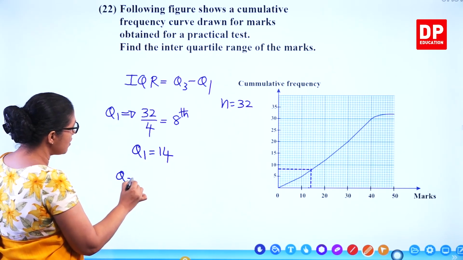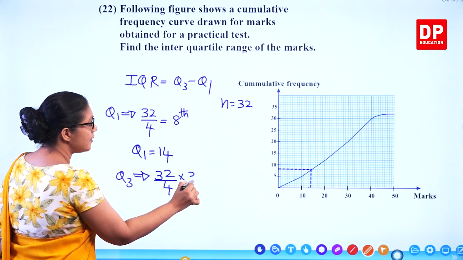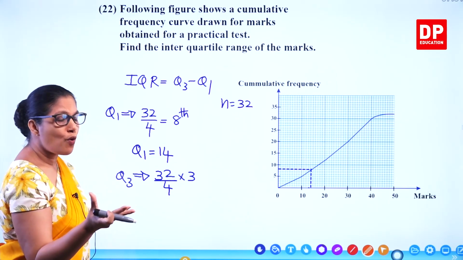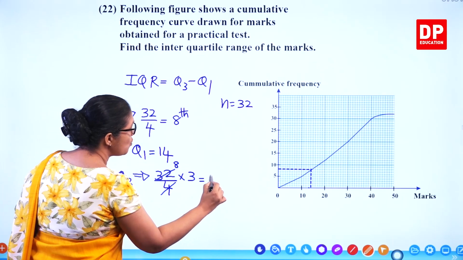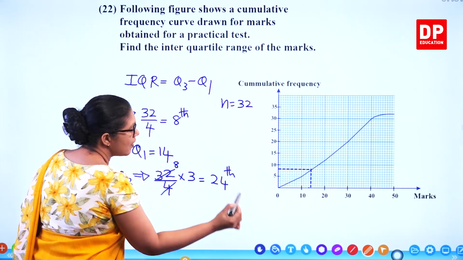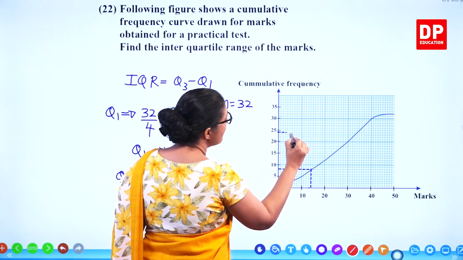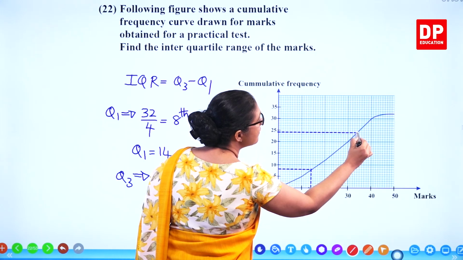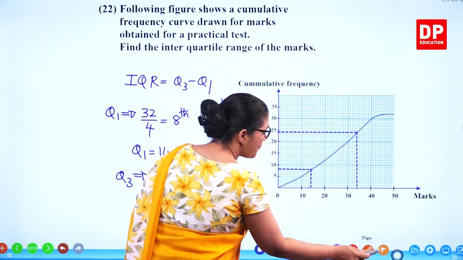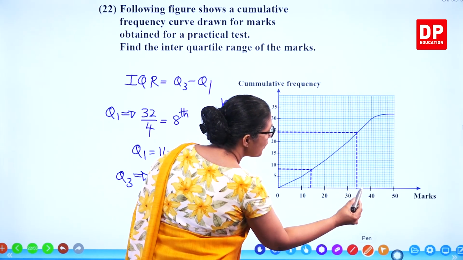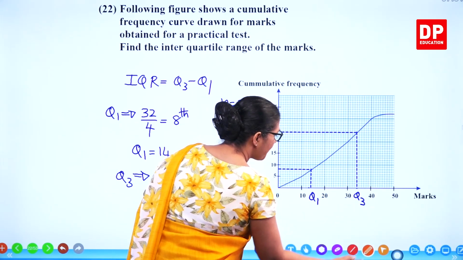How do you find the third quartile? You take the n value, divide by 4 and multiply by 3. Because third quartile means 3/4 of the whole thing. So 4 times 8, 8 times 3, 24th one we have to refer. From the diagram, where's the 24th one? So here. When you draw the line, you get this value. So what's the value there? That's 1, 2, 3, 4, 34. So this is Q1, this is Q3, 34.